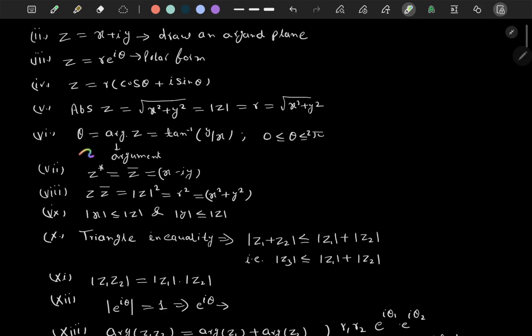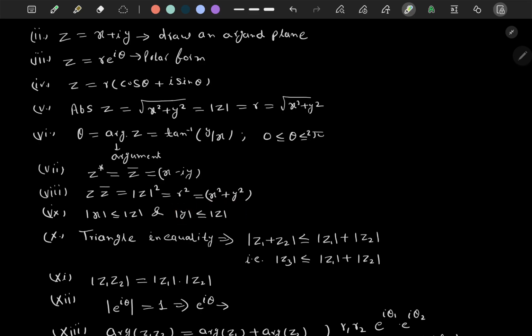Now if we determine the angle theta, which is called the argument of z, represented by arg z, it will be tan inverse y by x, and theta will be 0 to 2 pi. Okay, now the complex conjugate of z will be x minus iota y, represented by z star or z bar, and you can clearly see z times z bar will be mod z square, which is equal to r square, that is x square plus y square. And you can clearly see the modulus of x will always be less than or equal to mod z, and similarly for y.